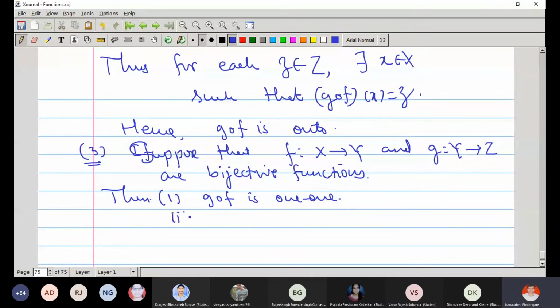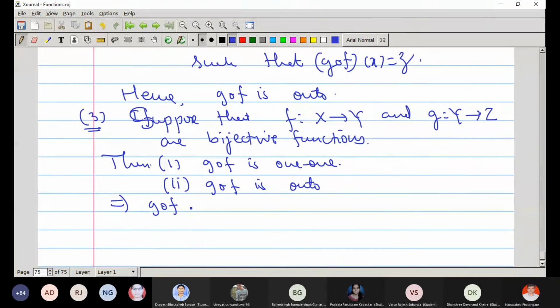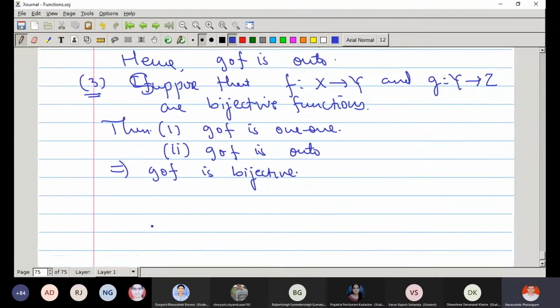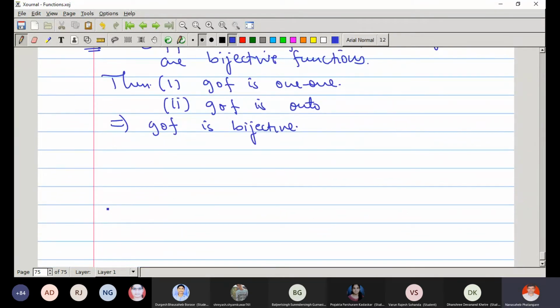Now when I say f and g are bijective, that means f and g are onto, and if f and g are onto, their composition is onto, so G composite f is onto, correct? And therefore, what can I say? G composite f is bijective. So if two functions are bijective, their composition is also bijective. Right.